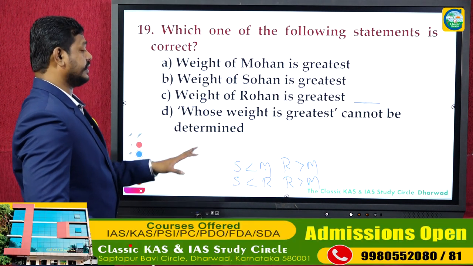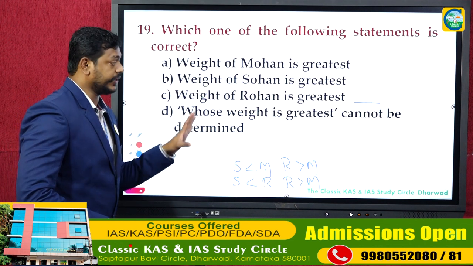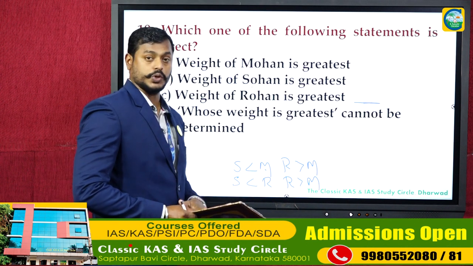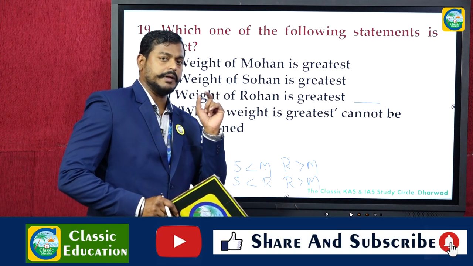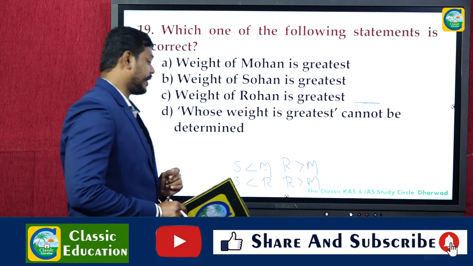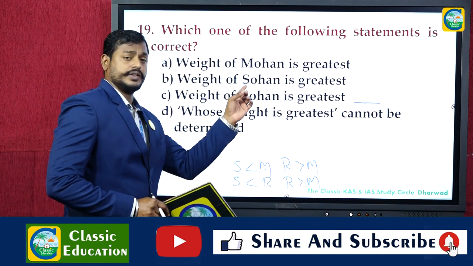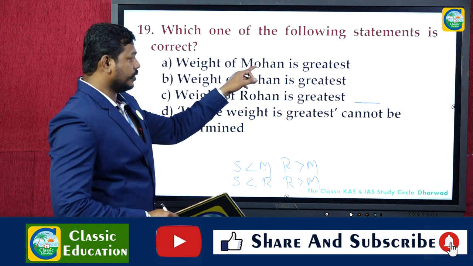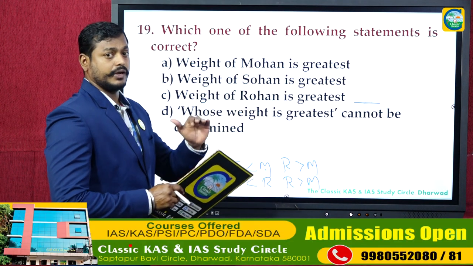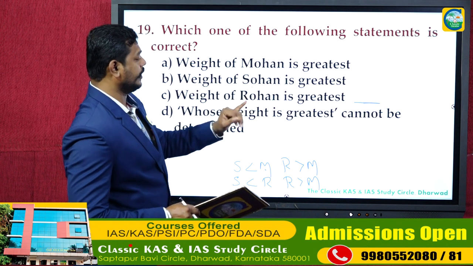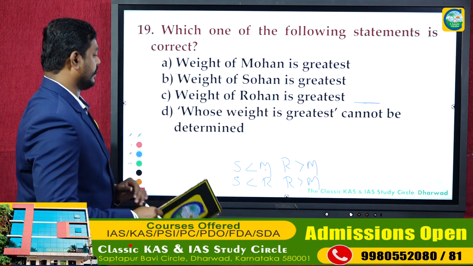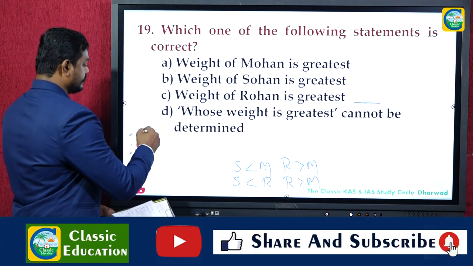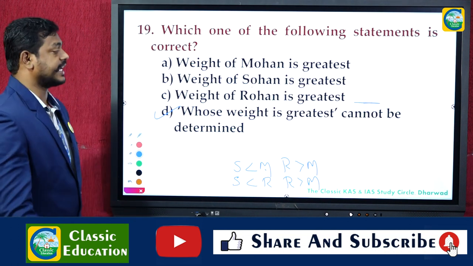That also they didn't mention in the statement. The greatest person is Rohan or else Mohan, and the least weight person is Sohan. They didn't mention it in particular, meaning we are not getting the exact weights of these three people. About Sohan, they told us he is less than these two people, so he has very little weight. But for Mohan and Rohan, we don't have exact values. It might be Mohan or it might be Rohan. The greatest weight cannot be determined. So we go through option D. D is the exact right answer here.